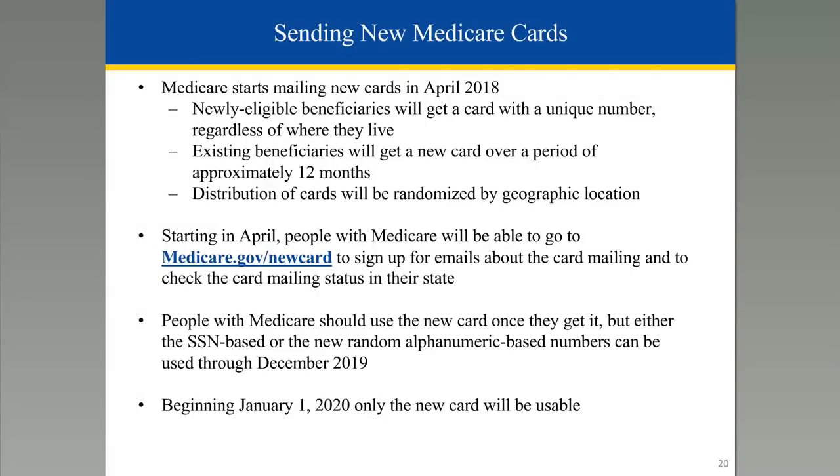Alrighty then, we are on to the mailing. We will start mailing this April. Newly eligible beneficiaries will get a card with a new MBI. Existing beneficiaries will get a card with a new MBI. And we have a distribution via a phased geographical approach. Next slide, please.